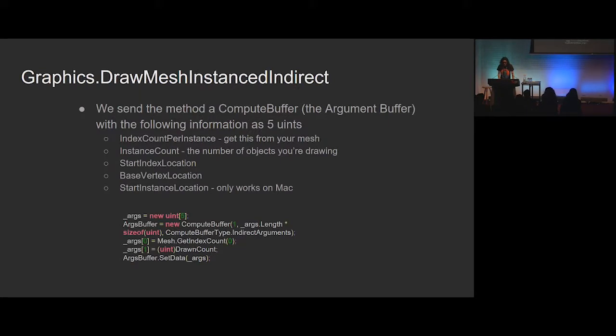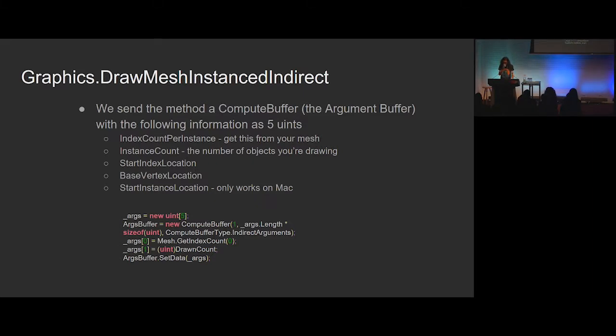So when we send through this call, we're also passing through another compute buffer called the argument buffer. And that's going to have some information which is telling the draw call how to work. We're going to have an index count per instance, and that is from the mesh, that's how much stuff's in it, and an instance count. Those are the main two we care about, and mostly we care about the instance count. That's the number of objects we're drawing.